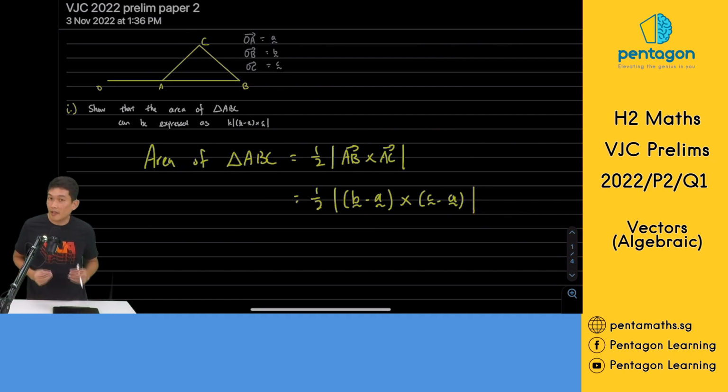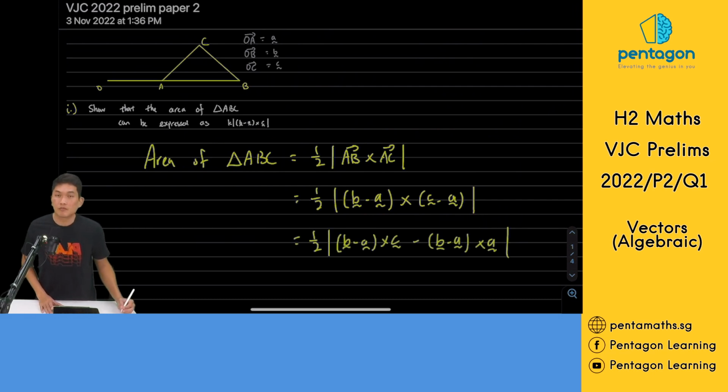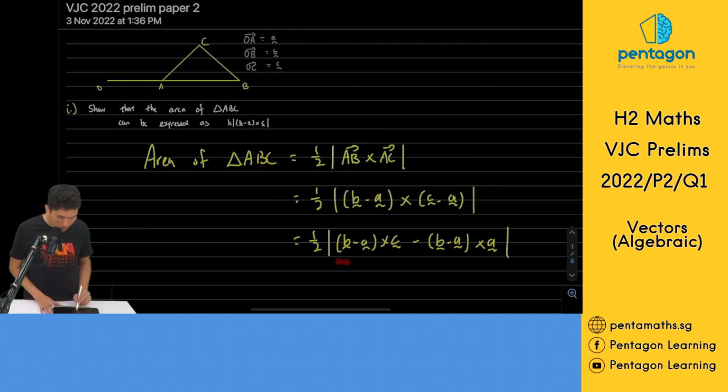So what I can do is expand brackets, take b minus a as a whole vector, cross it with c, then b minus a as a whole vector, cross with negative a. Okay, this is what we get. And the next thing you notice is it would be great, because this is what we're supposed to show actually, it would be great if this went away or disappeared.